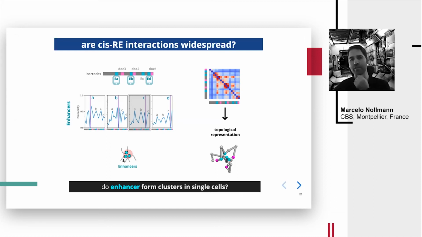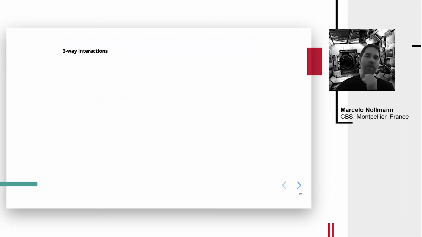Of course, you were wondering, this is a good conclusion, but from ensemble data, do we see enhancer clusters in single cells? So in order to answer this question, what we need to do is to do what is called a 3-way interaction. And this relies on the following.